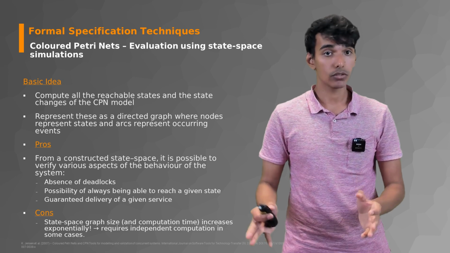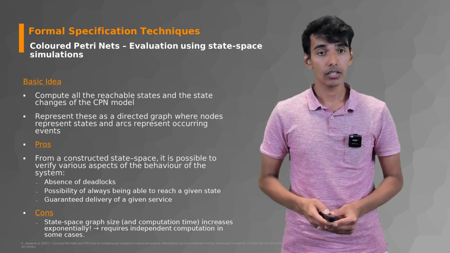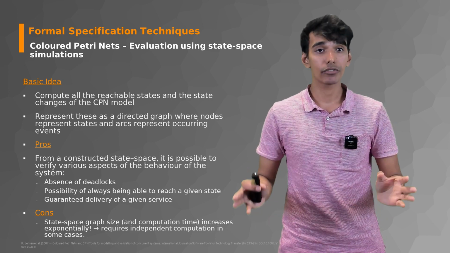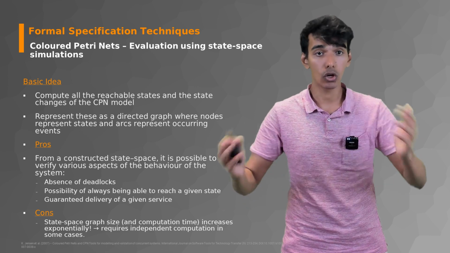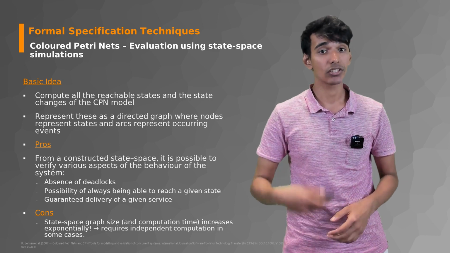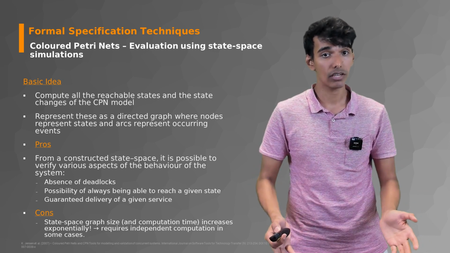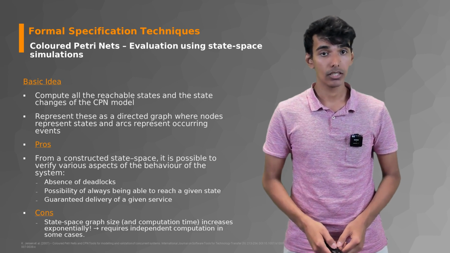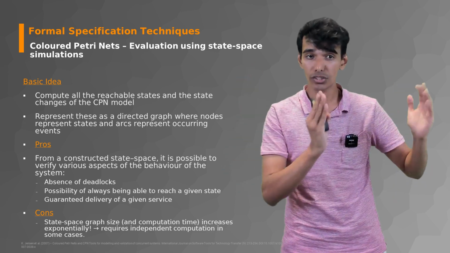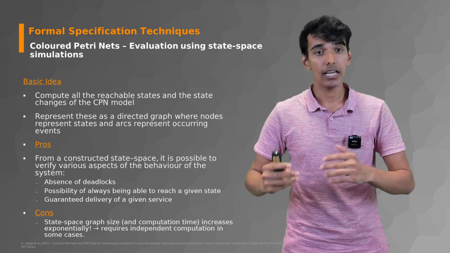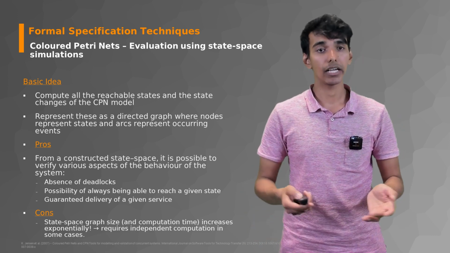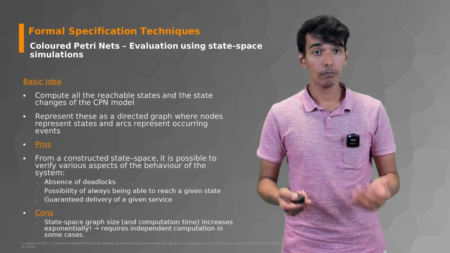But these are the pros of this system. What are the cons? The cons are that there can be like a billion different reachable states of your whole system. Because of this, the state space graph size and the computation time required to create the state space graph increase exponentially. So sometimes it might be necessary to cut down your model into small independent functional parts and then compute the state space independently. This is possible and is a valid method of evaluating colored Petri nets.